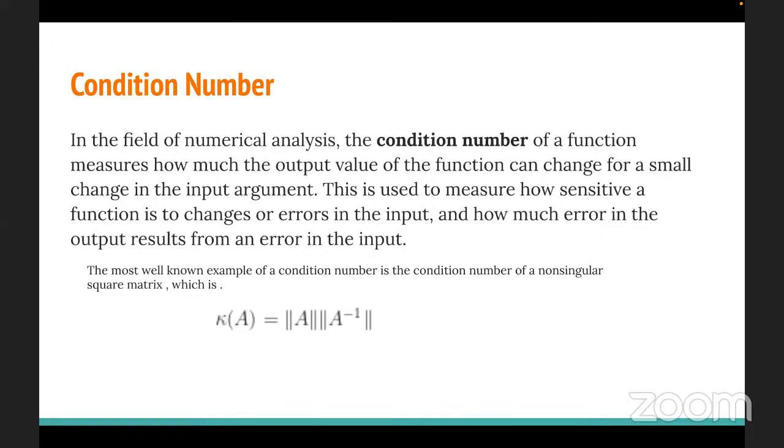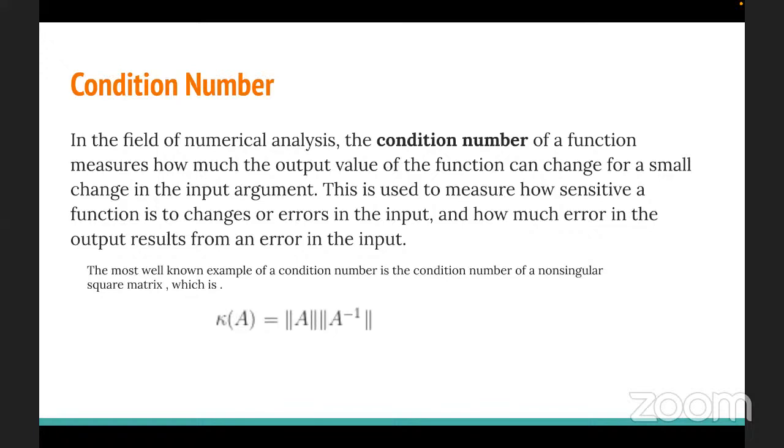So now there's something called the condition number. In the field of numerical analysis, it is a measure of how much the output value of a function can change for a very small change in the input argument. So it is used to measure how sensitive a function is to changes or errors in inputs, and how much error in the output results from an error in the input. We saw that with the very simple simultaneous equation the other time.